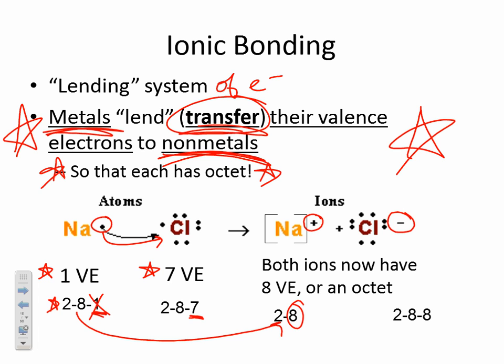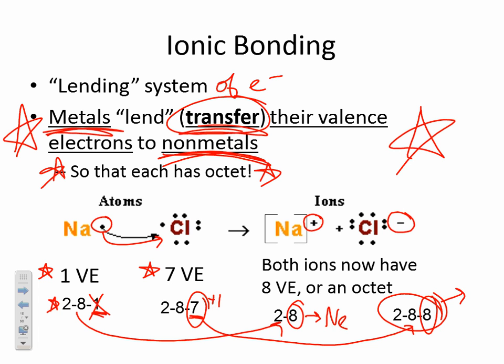And chlorine, instead of ending in 7, we've added 1 to it from the sodium. So now its electron configuration is 2-8-8, which is an octet. Again, it is ending in the octet. So now we consider them to be stable. Just quickly, notice that the electron configuration 2-8 is the same as neon. So sodium now has the electron configuration of neon, a noble gas that's stable. Likewise, 2-8-8 is the same electron configuration as argon. So chloride has become like argon, so they've become like noble gases.